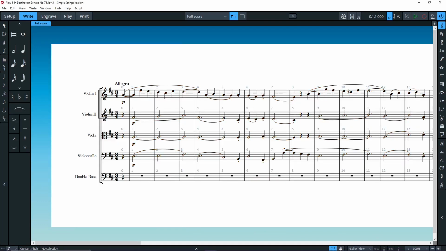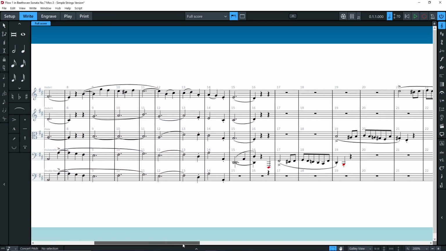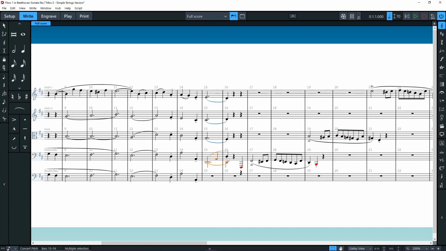Then, from measures 1 to 14, I'm going to do what I mentioned before. I'm going to double the cellos with the double basses an octave lower. In measures 15 and 16 we have 2 voices on the cellos. This is because the music in those measures couldn't be reduced to 4 voices, so I wrote 2 of them in the staff for voice 4.